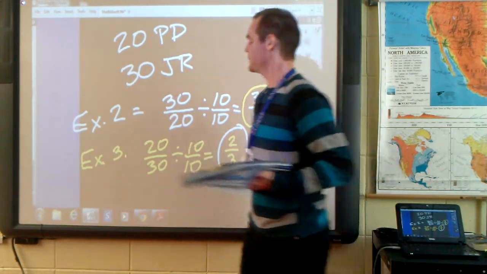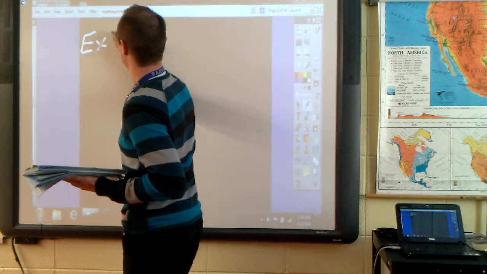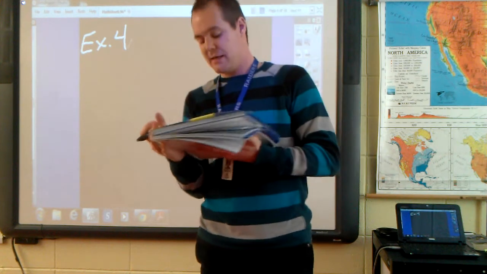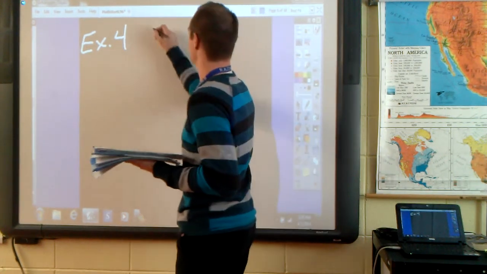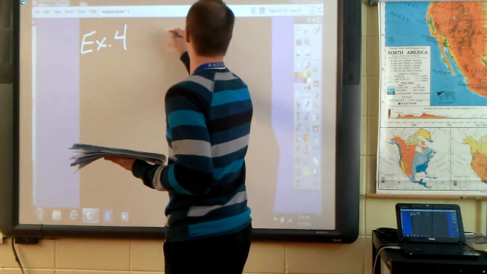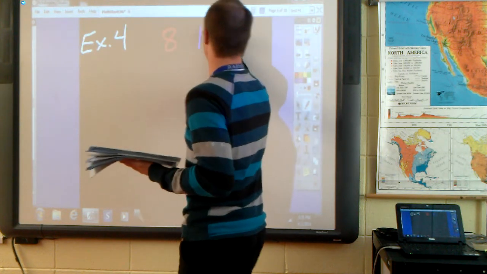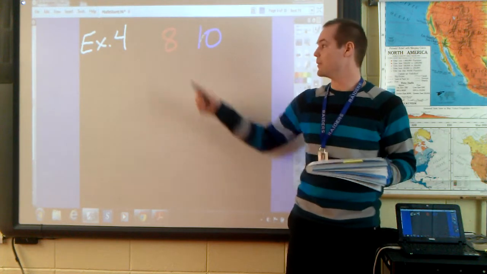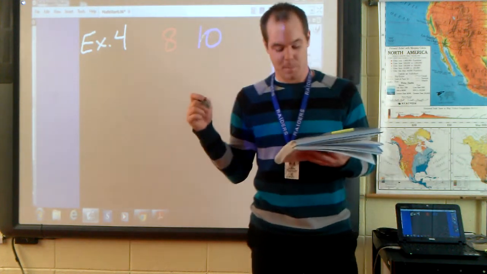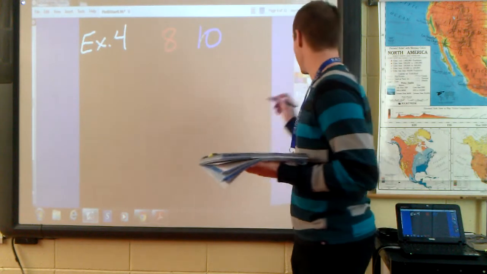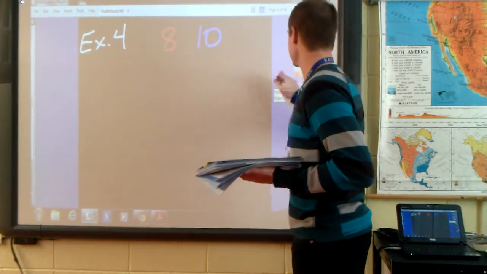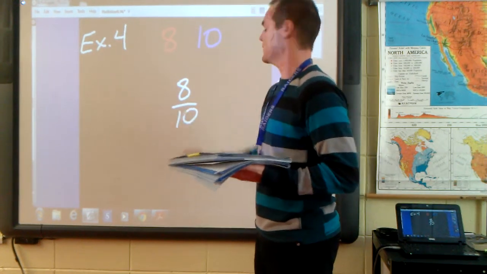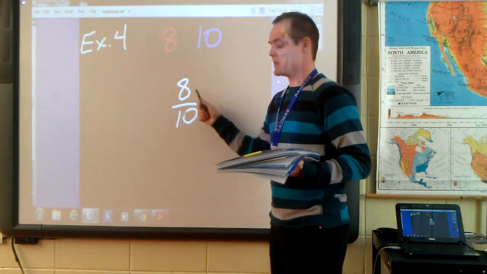Example 4, let's do practice problem C. It says there were 8 Red Sox and there were 10 Blue Sox. Hopefully you can see that. I'm not entirely sure if you can, but that's a red 8, that's a blue 10. And it says, what was the ratio of Red Sox to Blue Sox? Okay, the ratio of Red Sox, 8, to Blue Sox, 10. The ratio of Red Sox to Blue Sox was 8 to 10.